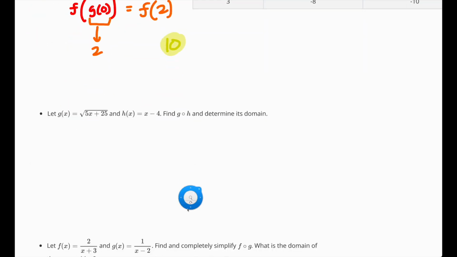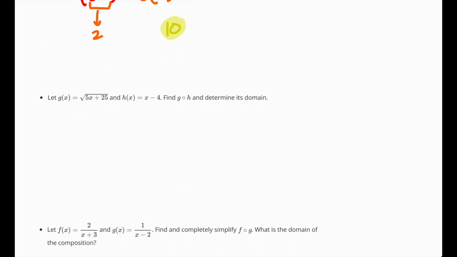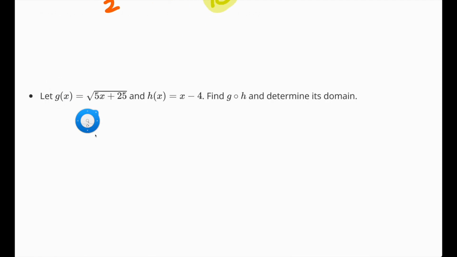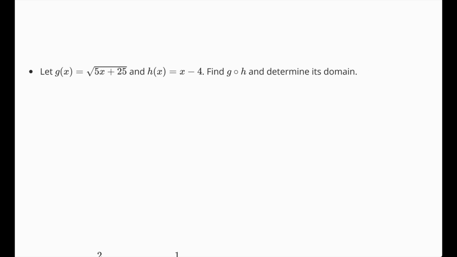Onward we go. The next one says let g of x equal the square root of 5x plus 25, and h of x equal x minus 4. Find g of h of x and then determine its domain. If you remember the domain with square roots, you cannot take the square root of a negative, otherwise you get an imaginary number. So we're going to deal with that for this one.